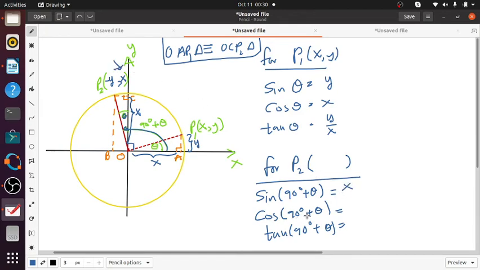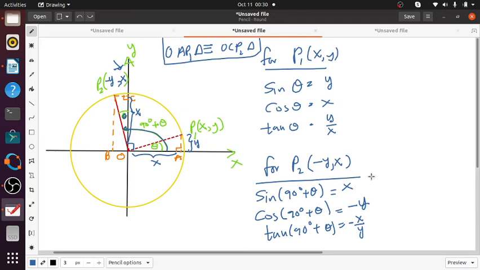What about cos of 90 plus theta? Cos is defined as the x coordinate. The x coordinate here is minus y. What about tan? Tan is the y coordinate divided by the x coordinate, so x divided by minus y, so we can write minus like this. So for P2, the coordinate is (minus y, x).